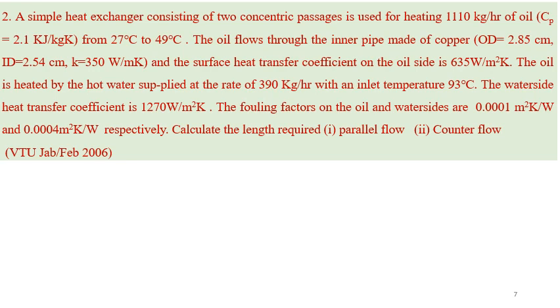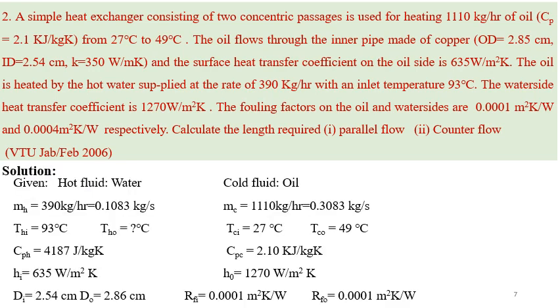What they gave is, first, the hot fluid is water and the cold fluid is oil. There are two segments: one is hot fluid and one is cold fluid. Hot fluid is water and cold fluid is oil. Now, the hot fluid mass flow rate mH is given. How much? 390 kg per hour, isn't it? How to know that it is the hot fluid? Hot water supplied. So mH is given, and then CPH is known, it is 4187.